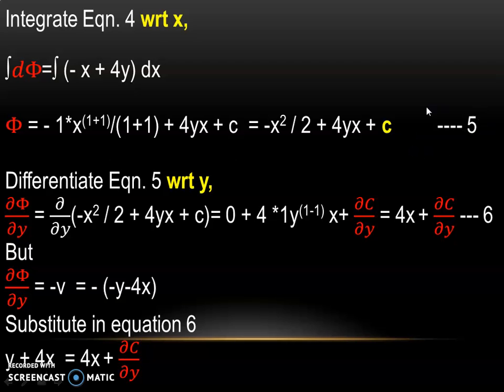Now differentiate this equation 5 with respect to y. So dou phi by dou y is equal to dou by dou y of phi, that is minus x square by 2 plus 4yx plus c.